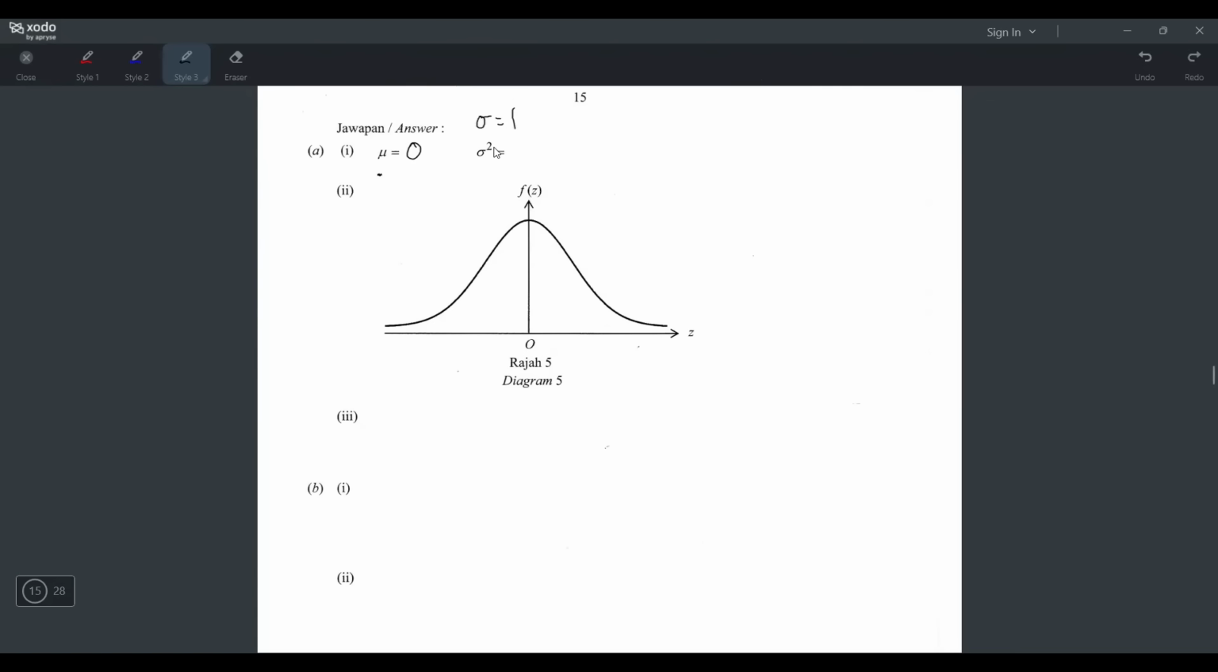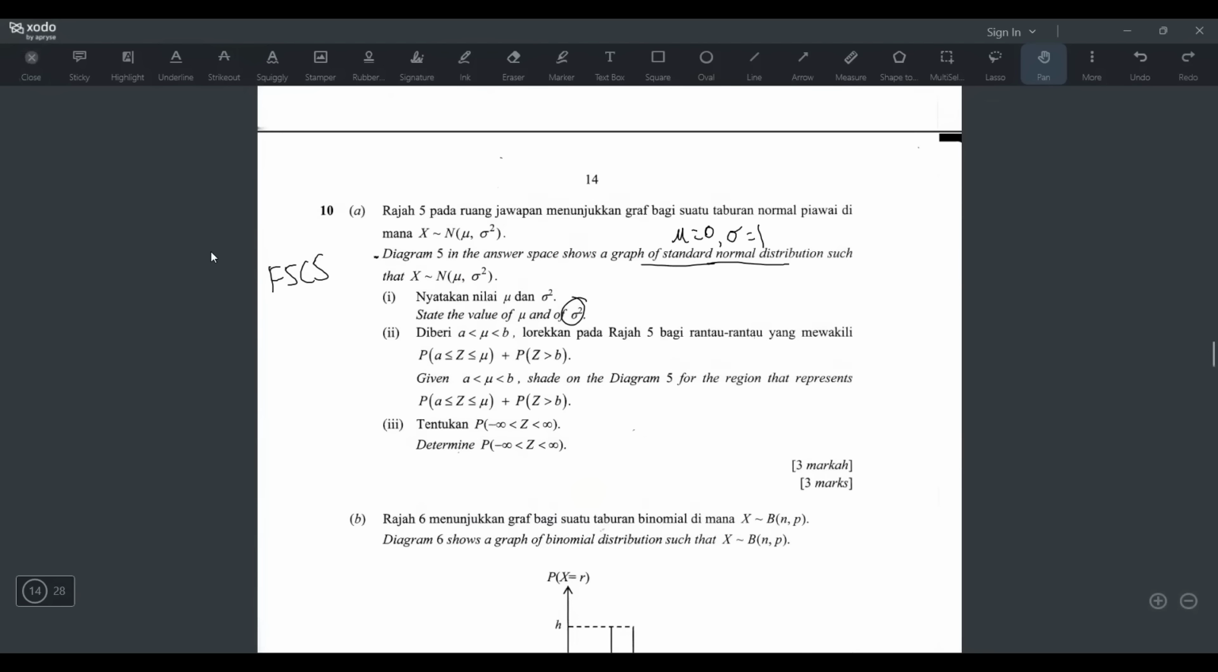But sir, they're asking for variance. Then you find 1 square. But 1 square is also 1. So why not you just write 1, right? Because 1 square also you get 1. Okay, that's how you do number 1.